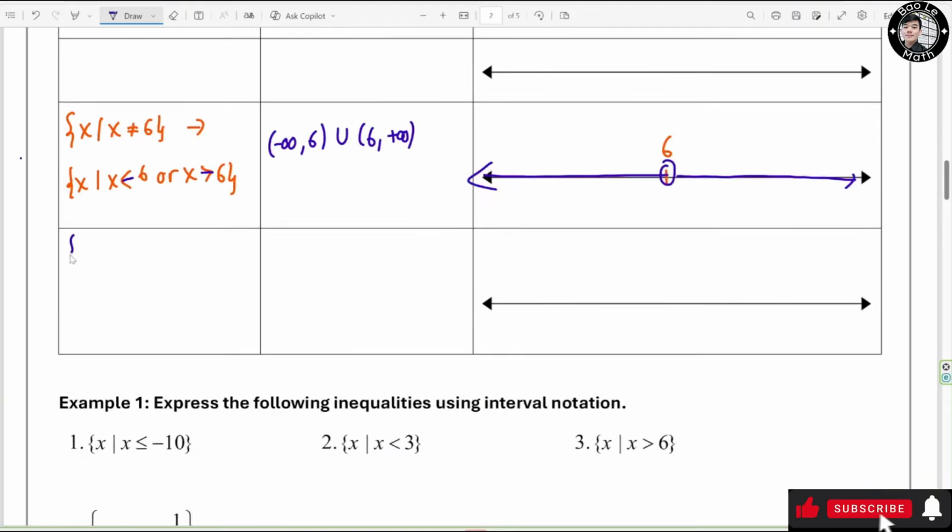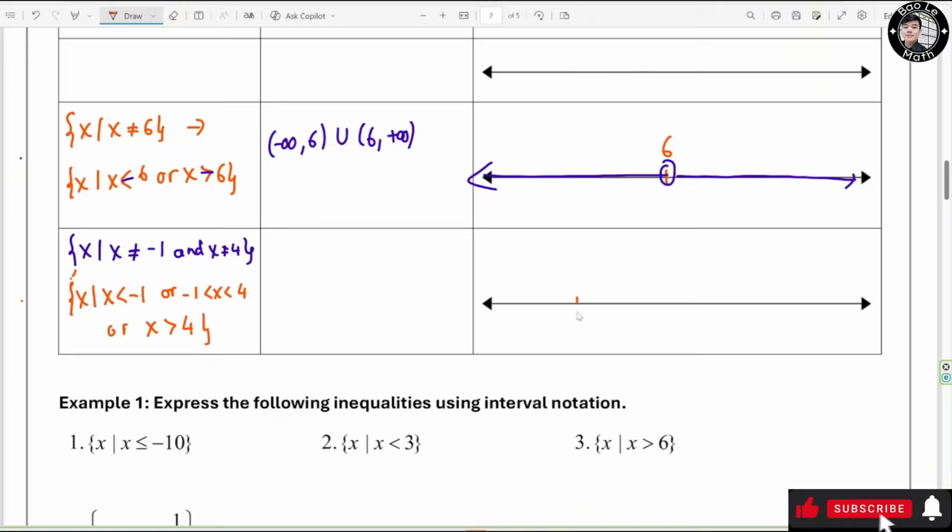Now suppose we have all the numbers x such that x not equal to negative 1 and x not equal to 4. This guy is the same thing as all the numbers x such that x less than negative 1 or negative 1 less than x less than 4, or x greater than 4, right?